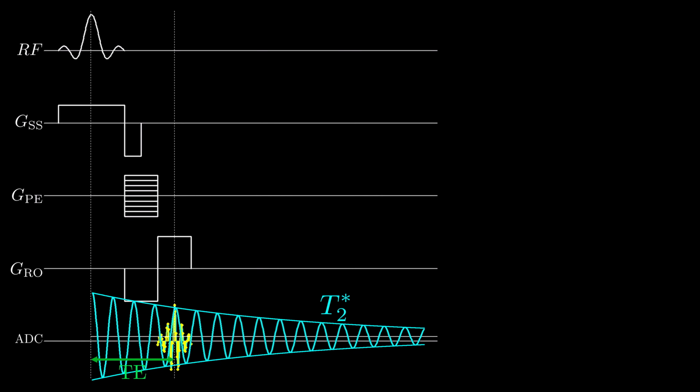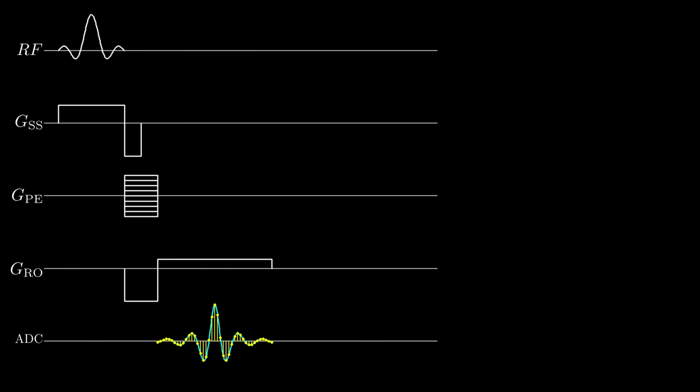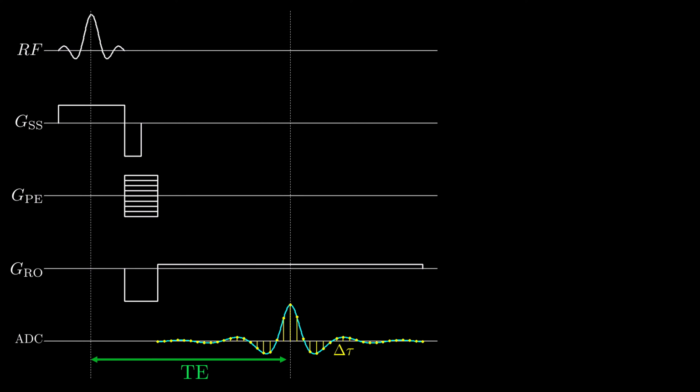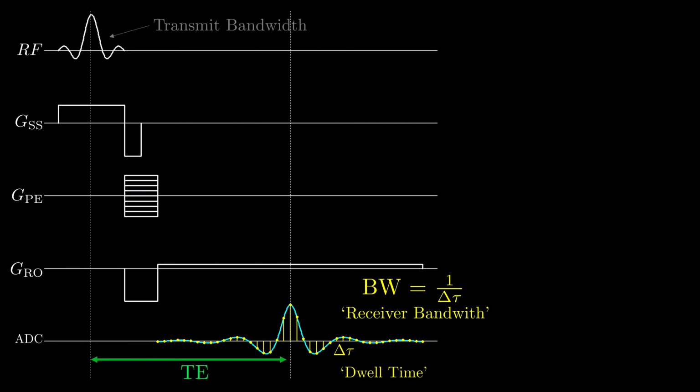TE is shorter. On the other hand, a longer readout means we acquire data with a longer separation time between individual data point acquisitions, called the dwell time, delta tau. The inverse of the dwell time defines the receiver bandwidth, not to be confused with the transmit bandwidth, which is completely unrelated. The receiver bandwidth defines operation of the spectrometer and has a few important consequences.